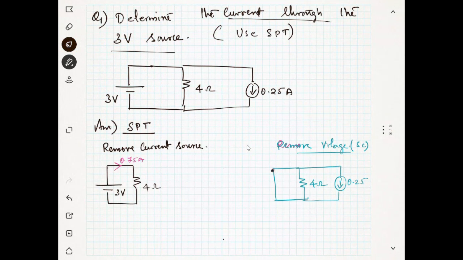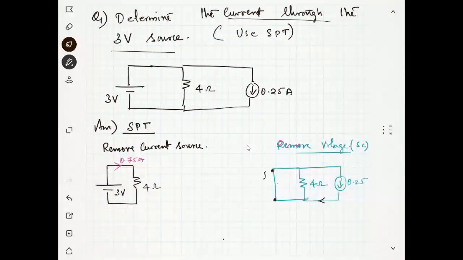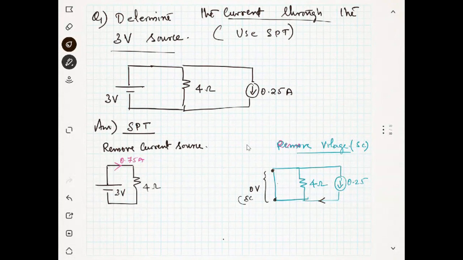So the current will pass through the wire, because the resistance is low. You see what the voltage is across these 2 points. It is 0 volt because of the short circuit. Since this is 0 volt, the voltage across the 4 ohm resistance is also 0 volt. So the current through the 4 ohm resistance will be equal to 0 ampere, whatever the direction. All the current will be flowing here, and this current is 0.25.